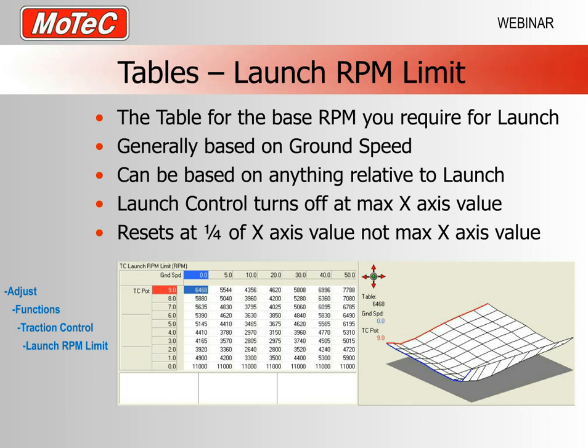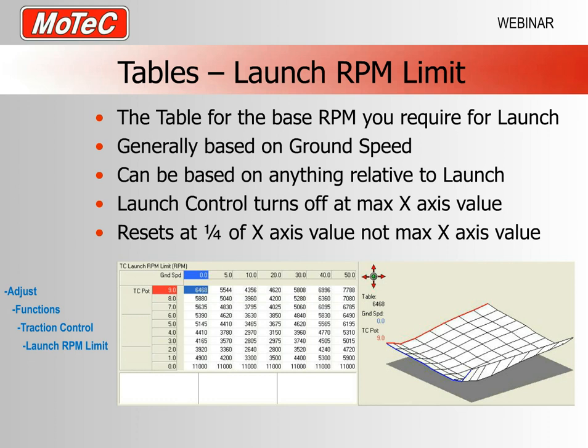Now a couple of important points. My table axis here, the x-axis, stops at 50 kilometers an hour ground speed. So when the car gets to 50 kilometers an hour, the function turns off. This x-axis value, the limit of this x-axis, is what determines when the function turns off. I've said 50 kilometers an hour.